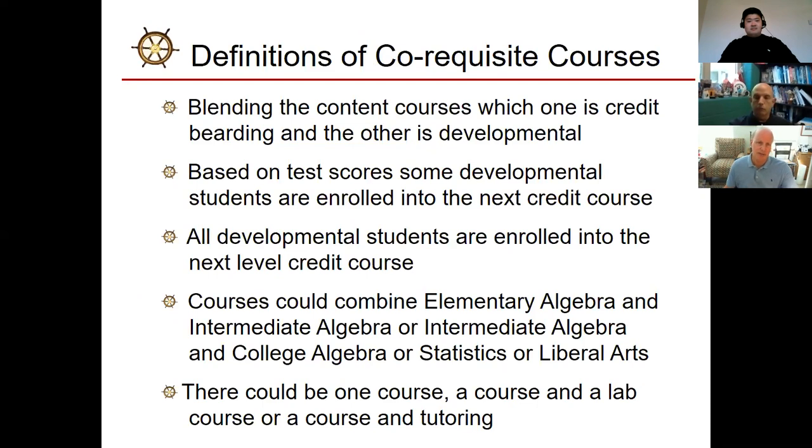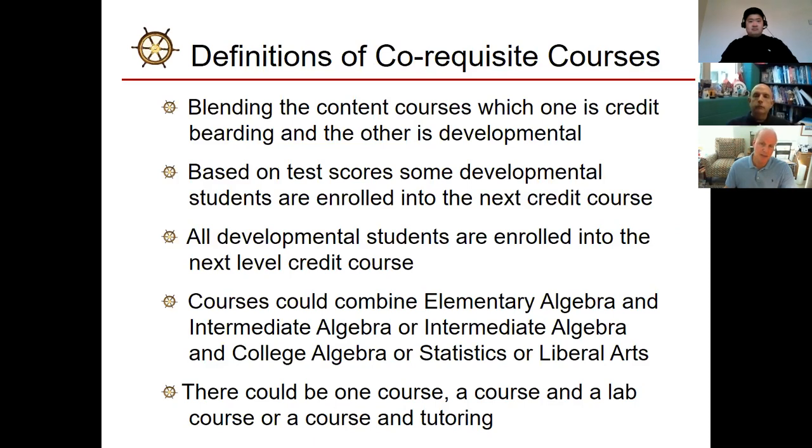Definitions of co-reqs. I'm just going to do a couple of these. Blending the content courses with a credit-bearing course that's basically developmental. In other words, credit course, developmental course, we're going to put it together. Based on test scores, some developmental students are enrolled in the next credit course. Yep, that's true. So you may have developmental students, non-developmental students. All students are enrolled in the next course or developmental. Sometimes that's not true, sometimes it is.